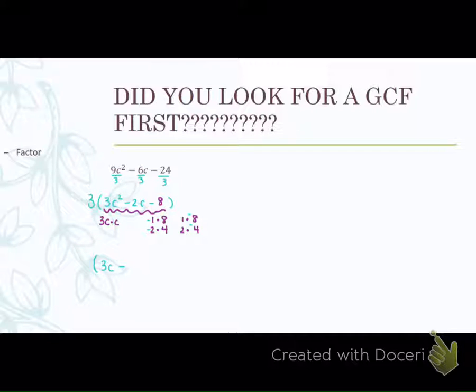Okay, so we already talked about how 1 and 8 are really bad choices for us because we multiply them. Remember, 24 and 1 didn't go well, 3 and 8 didn't go well, so we don't want to do 3c minus 1. We want to do 3c minus, we could do minus 4 and c.